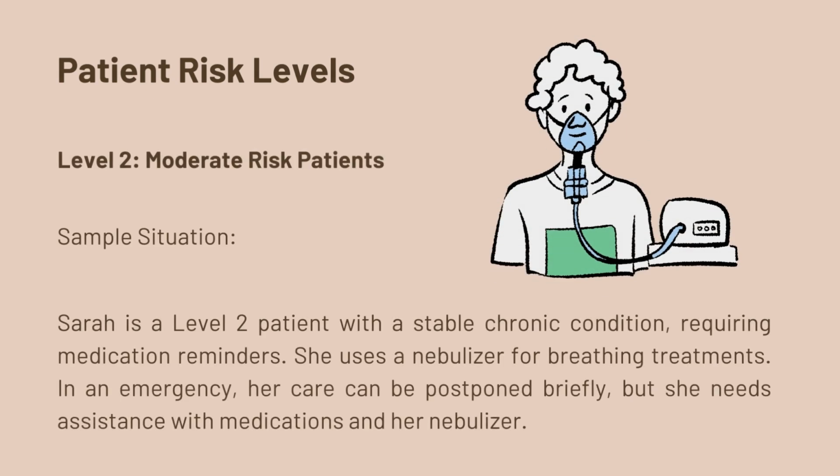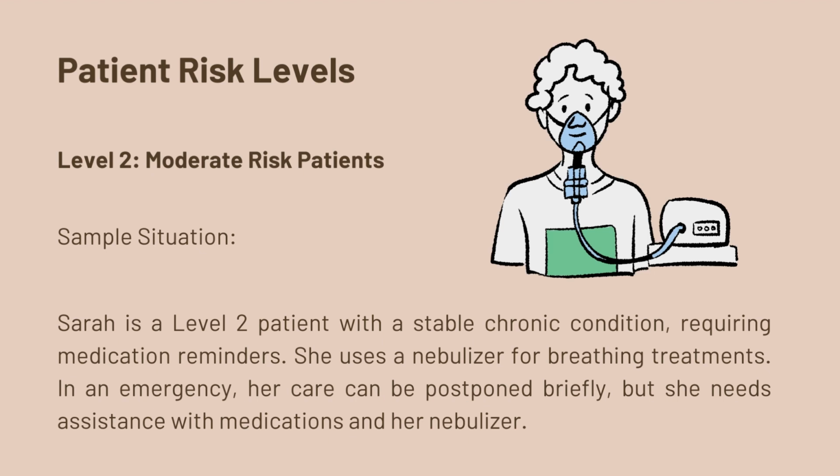Level 2: Moderate risk patients. These patients need assistance or reminding but can manage for a short period. They may use assistive devices or are stable in using medical equipment. Examples include patients stable with medication administration, those with reasonably managed chronic diseases, and patients whose visits can be postponed for up to 3 days without harm. Let's look at the example.